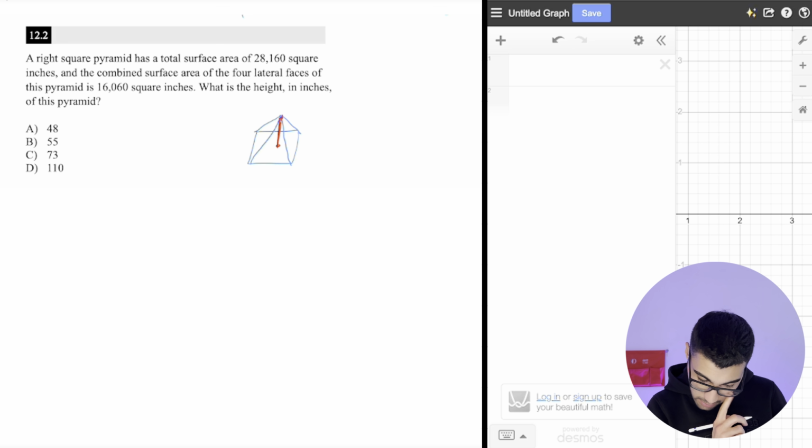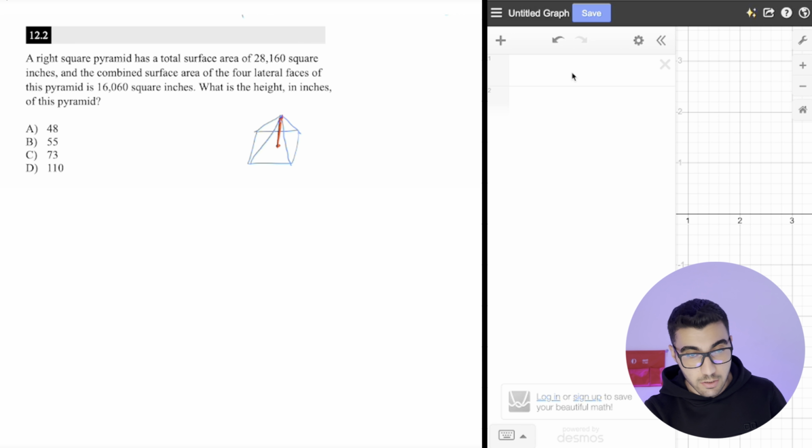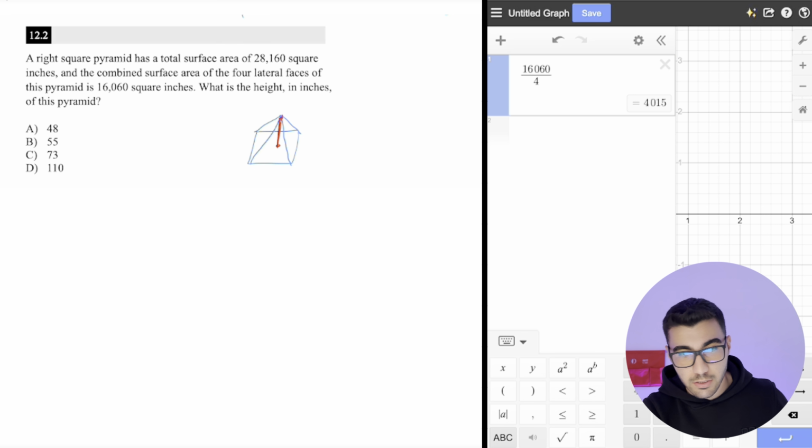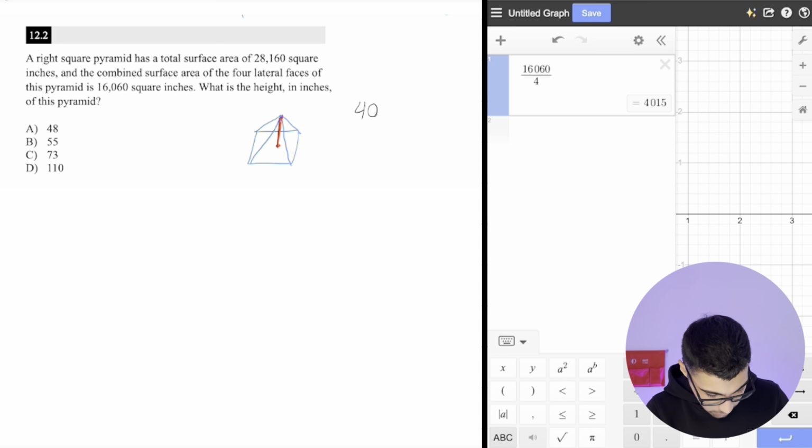This time we are given the surface area of the pyramid and also the surface area of the 4 lateral faces. So let's go with the surface area of the lateral faces. 4 lateral faces is this. So 16,060 divided by 4 is going to give me the surface area of one of the faces, right? 16,060 divided by 4 is 4,015. This is the surface area of one of the faces. Let's just write it down. 4,015 is one of the faces.